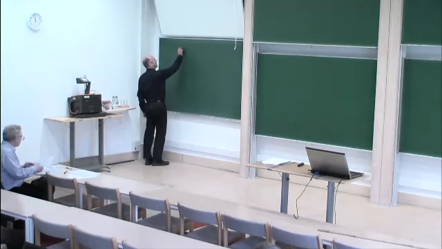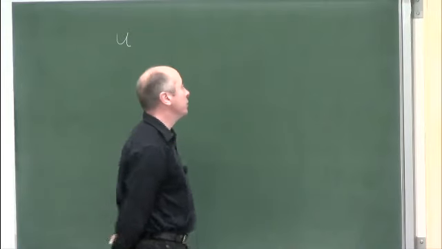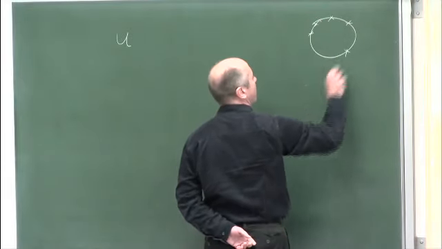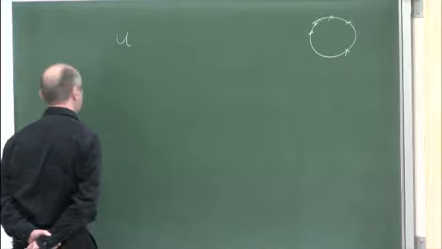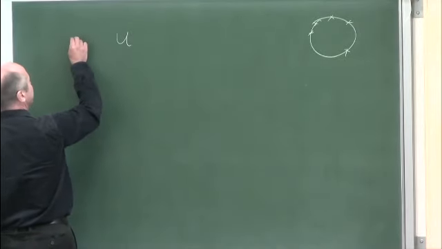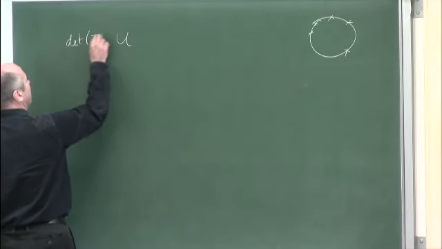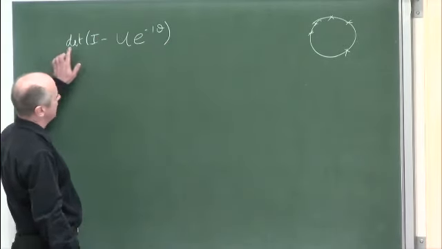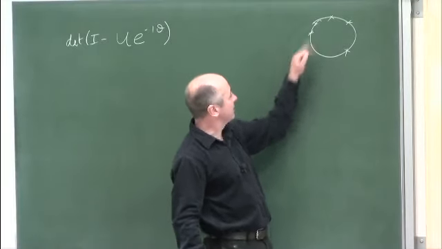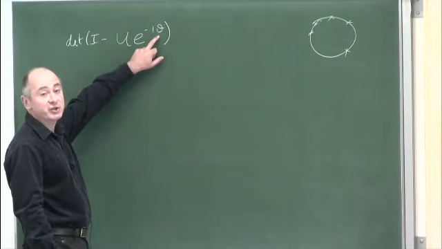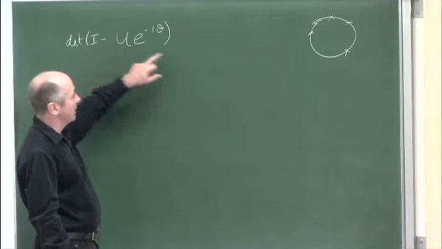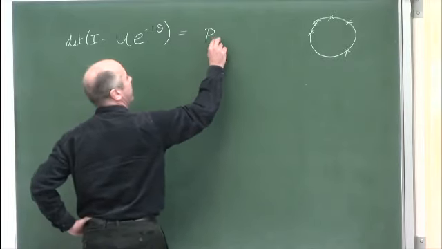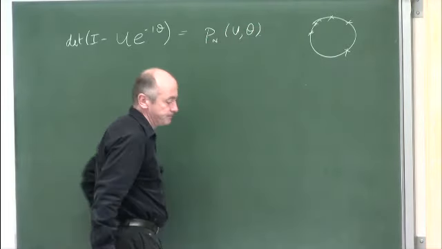Let U be an n by n unitary matrix. So its eigenvalues lie on the unit circle. And let's consider the characteristic polynomial of this matrix. So this is the determinant of I minus U e to the minus i theta. So this is the function on the unit circle as a function of the angle around the unit circle. It's the function of theta which vanishes whenever theta hits one of the eigenvalues of the matrix U, and I'll denote this P_n of U and theta.